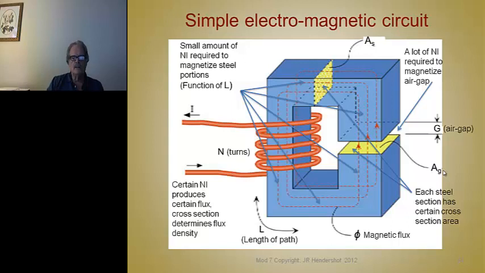As we've stated before, it takes ampere turns, current times the number of turns. It takes so many ampere turns to magnetize that iron. And it takes a lot more. It takes maybe 10 or 20 or 50 times the ampere turns to drive the flux through the air gap that it does to drive it through the iron, because of the difference in permeability of the air gap versus the iron.